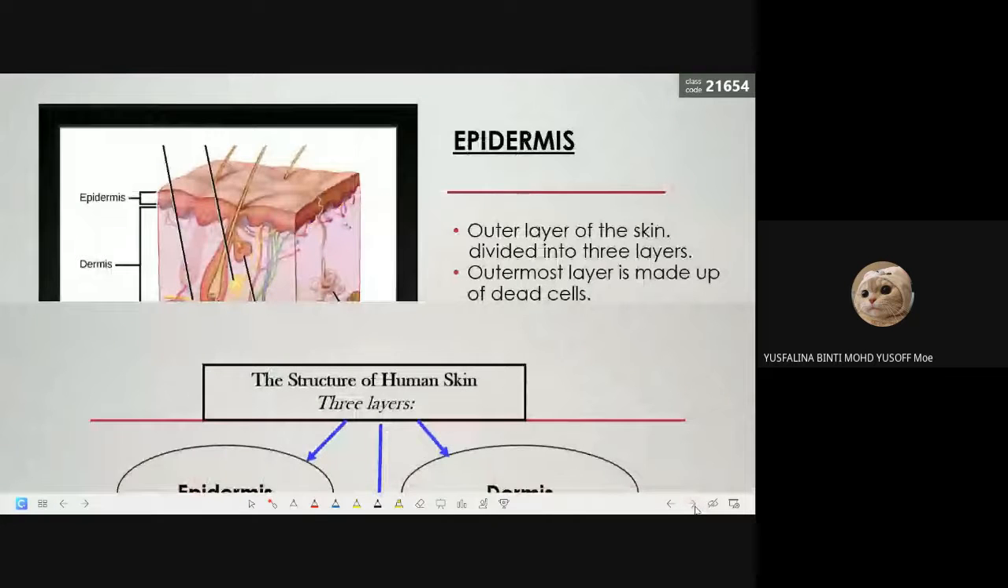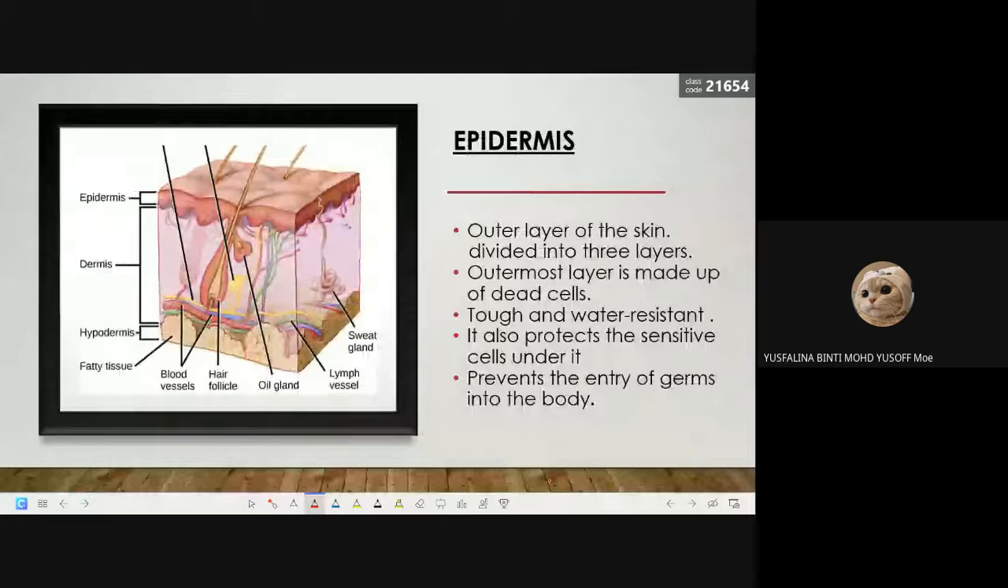Okay, so epidermis. Epidermis is the outer layer of the skin. It's divided into three layers. The outer layer is made up of dead cells, so it is tough and water resistant. So your skin is water resistant and also protects the cells under it. It prevents the entry of germs into our body. So this is the first layer of our self-defense system.